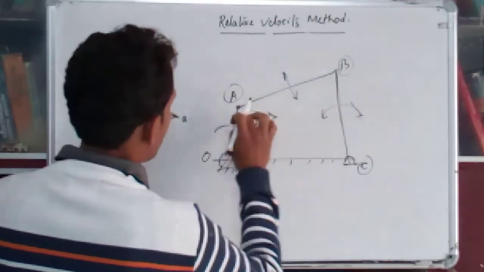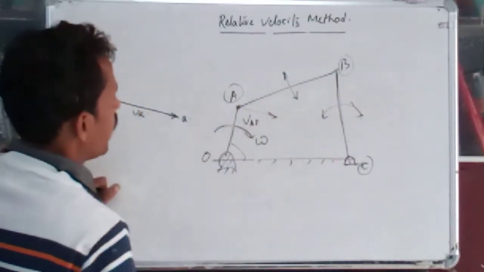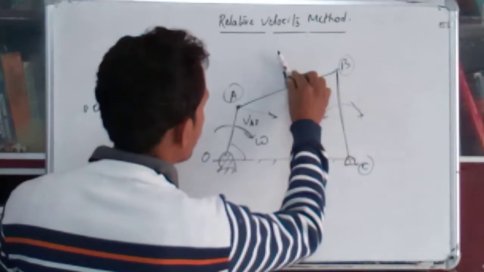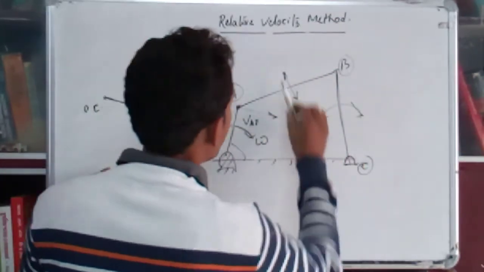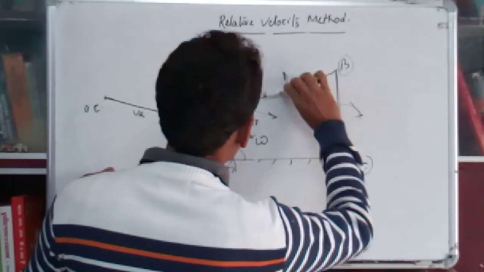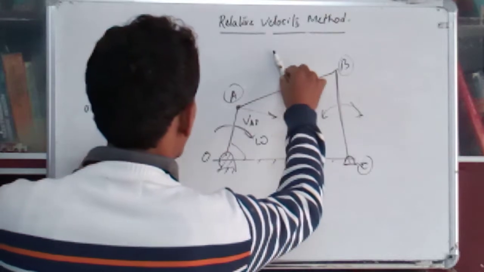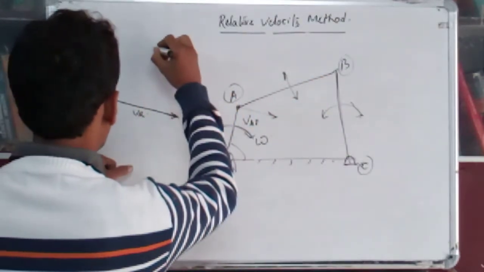Now you can see here the velocity of B with respect to A. Now we are considering this link AB. This link will reciprocate or oscillate. So what will be the direction? The direction will be perpendicular to the link. So we draw another line parallel to this line.